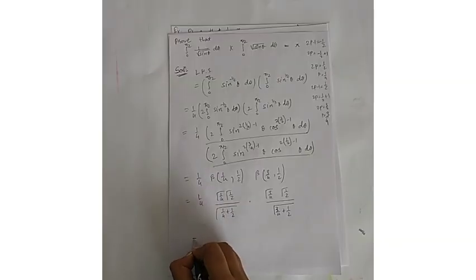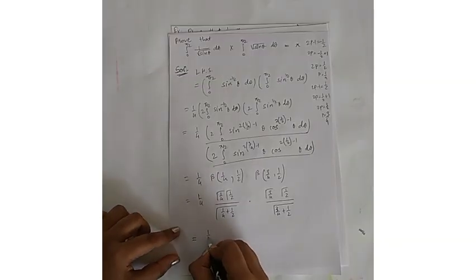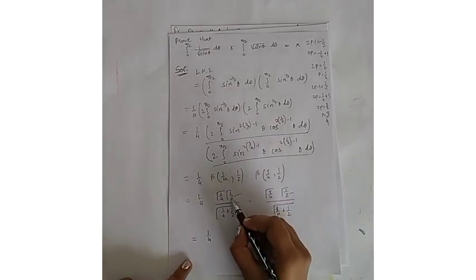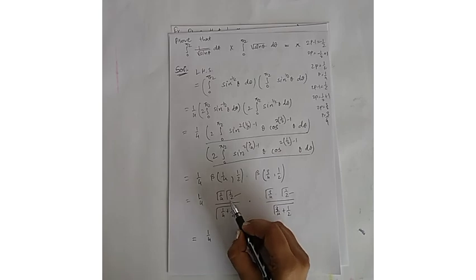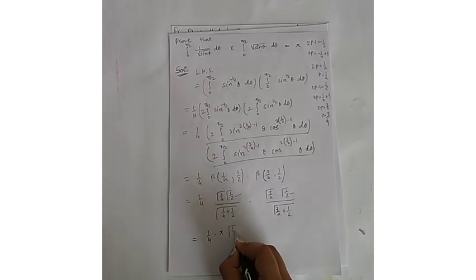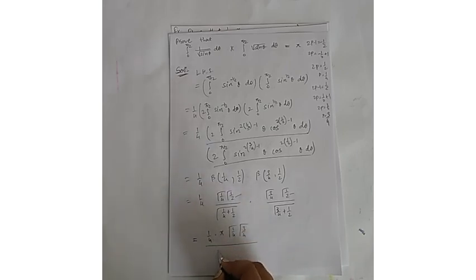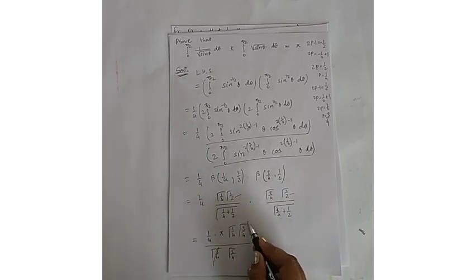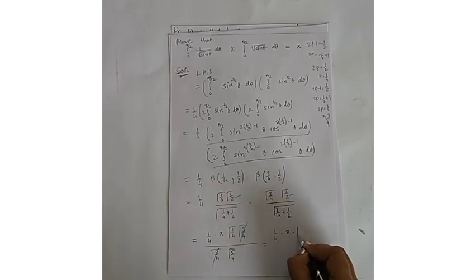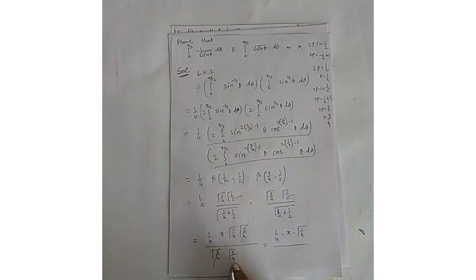So it is equal to 1 by 4 gamma 1 by 2 gamma 1 by 2. The value of gamma 1 by 2 is square root of pi, so square root of pi into square root of pi is pi. Here gamma 1 by 4 into gamma 3 by 4 upon, here is gamma 3 by 4, here is gamma 5 by 4. So gamma 3 by 4, gamma 3 by 4 cancel. 1 by 4 into pi into gamma 1 by 4, upon gamma 5 by 4.